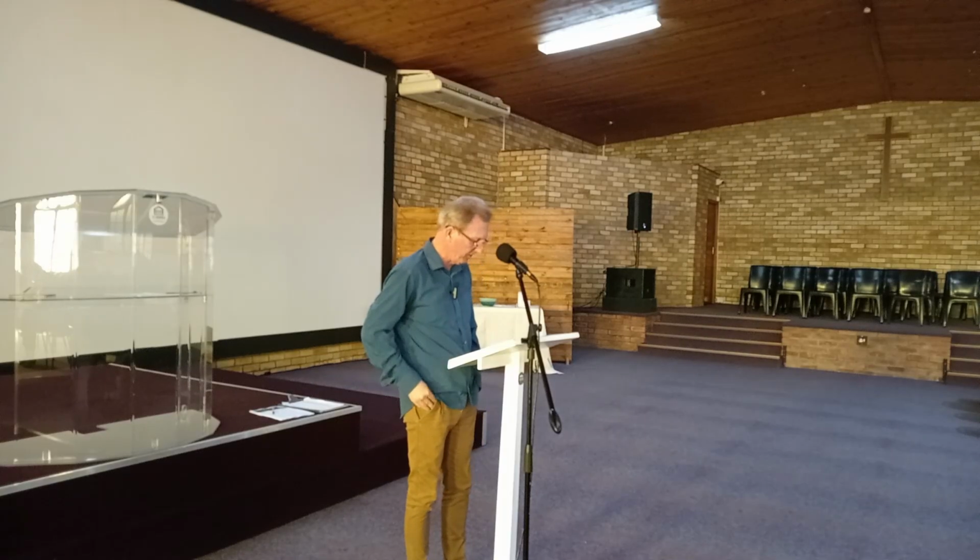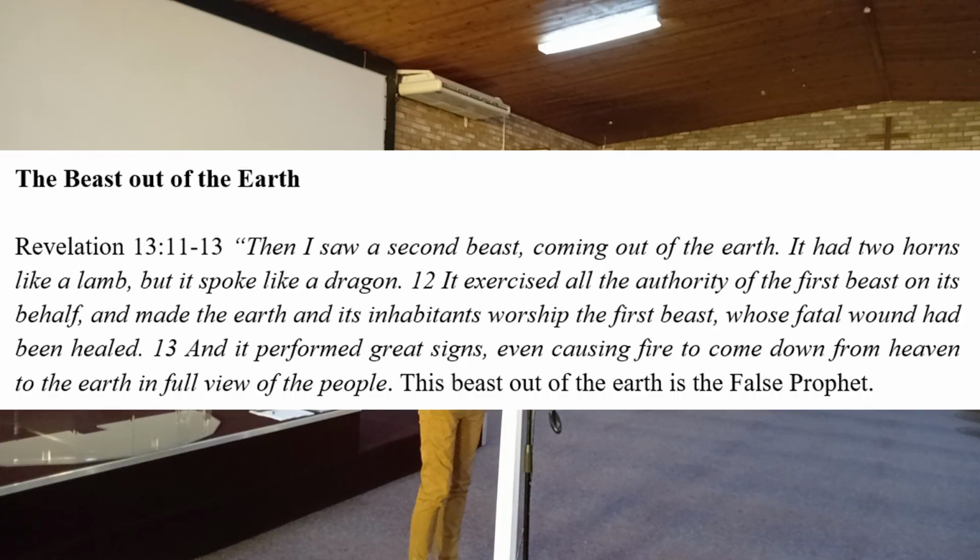And then next to him, there's also another person, the beast out of the earth. It says this in verses 11 to 13 of Revelation chapter 13. "Then I saw the second beast coming out of the earth. It had two horns like a lamb, but it spoke like a dragon." It seemed innocent, but it spoke like the devil.